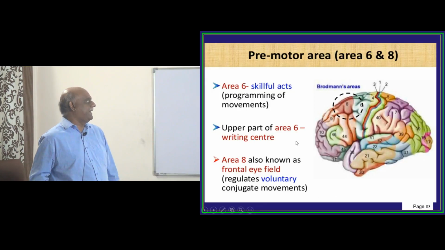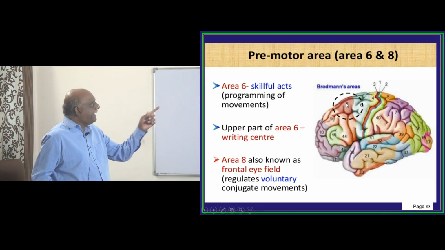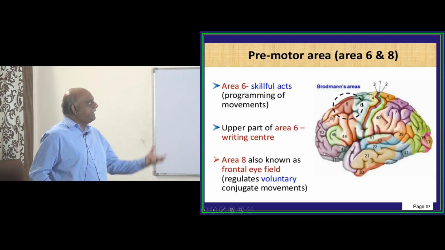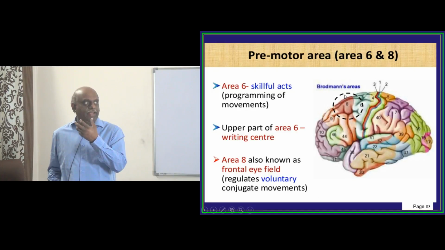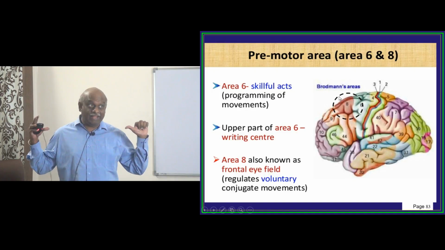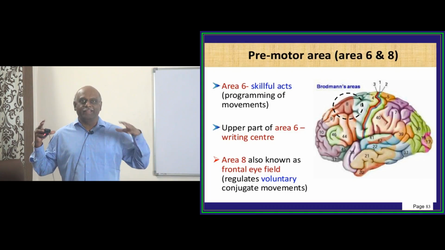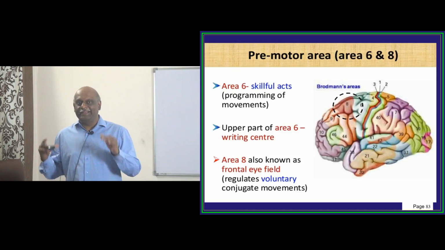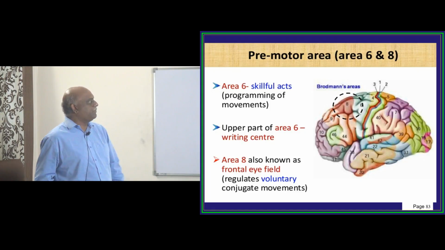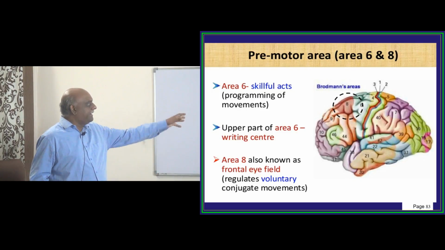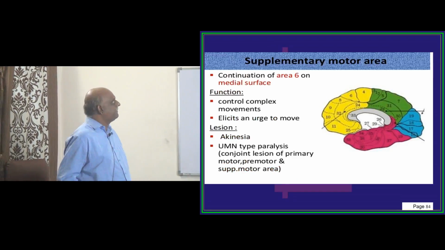Area 6 is the writing area. Area 8 is also called the frontal eye field, and it regulates the voluntary conjugate movements. So if you go to the Kerala dance now, tick, tick, tick, tick, the eyes will be gyrating. So they are all voluntary conjugate movements. Area 8 is Kerala. You can remember, it is the frontal eye field.